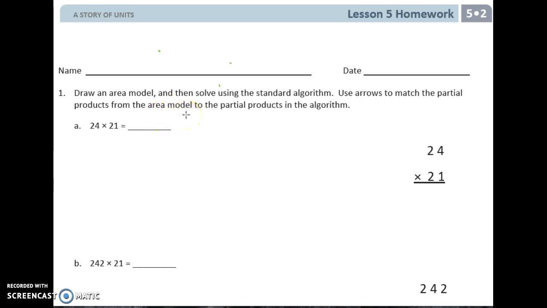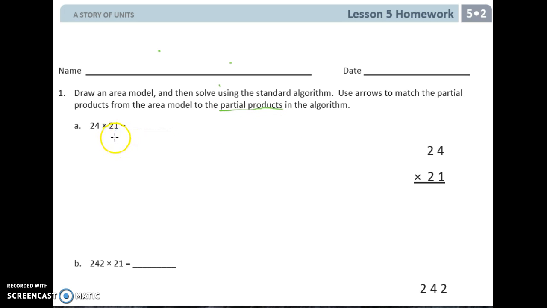Today's a Sunday. So it says draw an area model and then solve using a standard algorithm. Standard algorithm, also known as the parent method. So use arrows to match the partial products from the area model to the partial products. I'll talk about that in the algorithm.